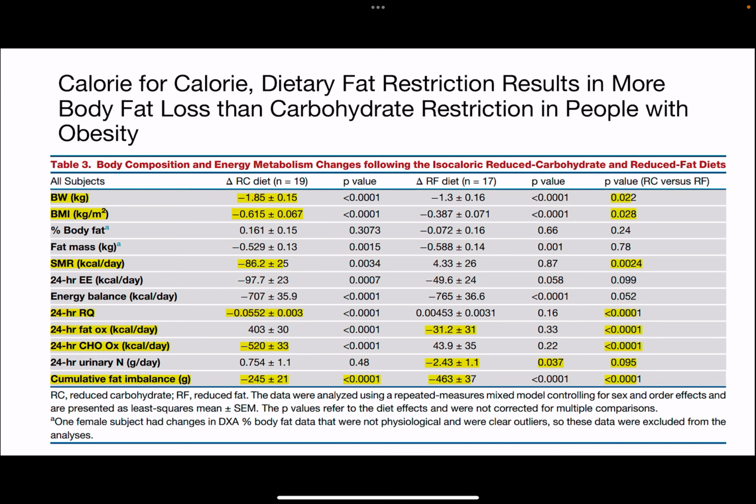So this table shows what was significantly different between the reduced carbohydrate diet and the reduced fat diet. If we look at body weight, there's a significant difference. In the reduced carbohydrate diet, compared to the reduced fat, they lost more body weight. At first glance, you might think, oh, this is better. They lost more body weight, so they'll have a lower BMI, and that was also significantly different.